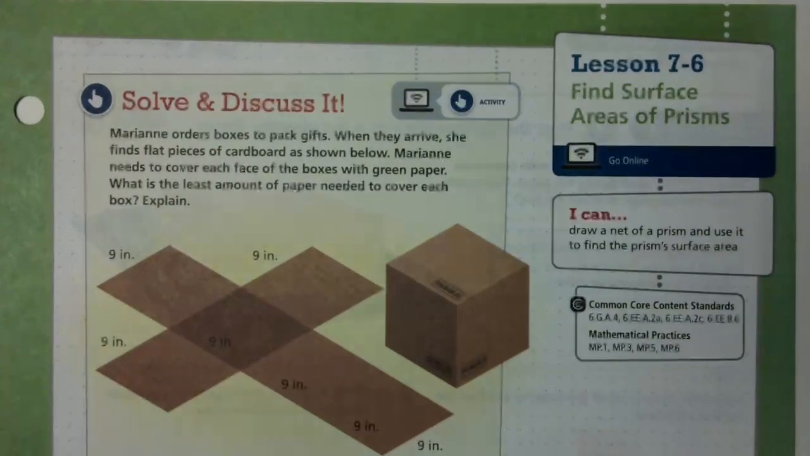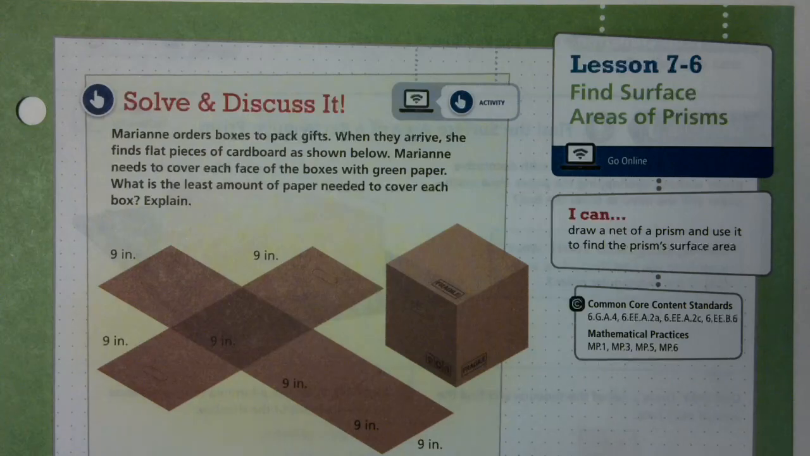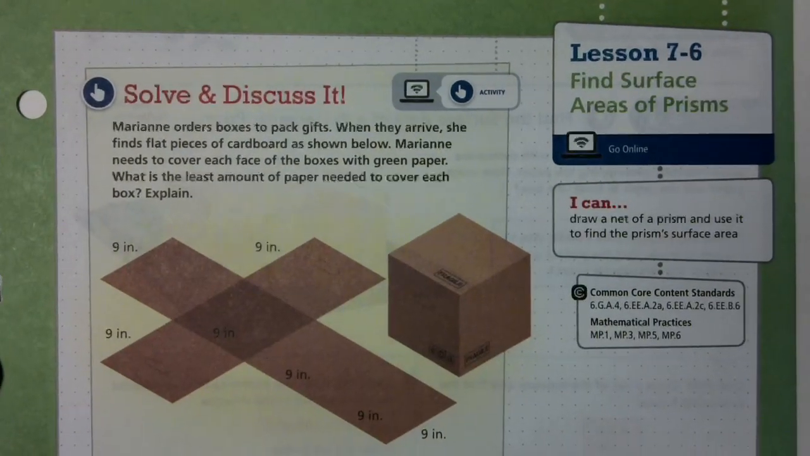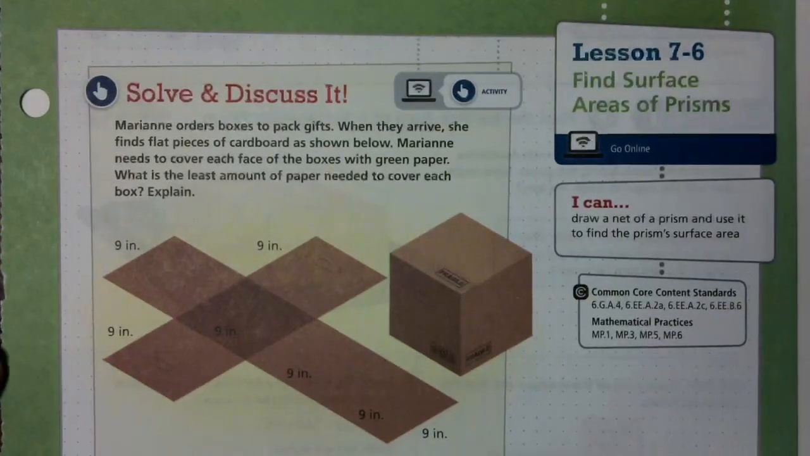Okay, students, today we're on lesson 7-6, which is pages 437 to 441. Get those torn out and ready to go. And if you remember, just yesterday we were talking about nets. And a net is what a three-dimensional object looks like when you cut it and lay it out flat. Okay, so there was a reason why we were learning how to do that.